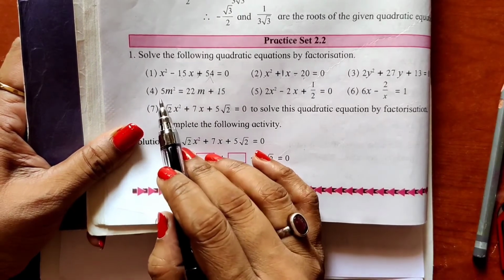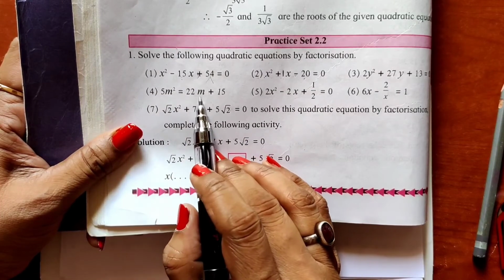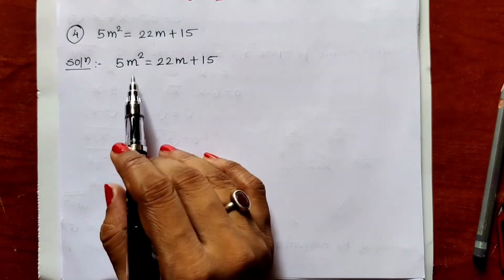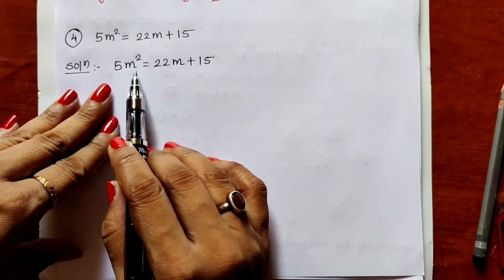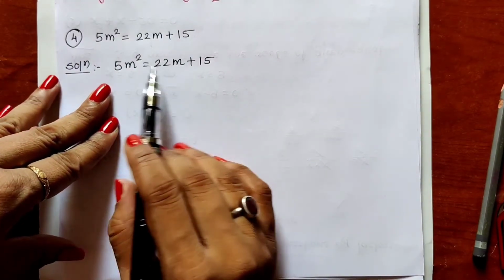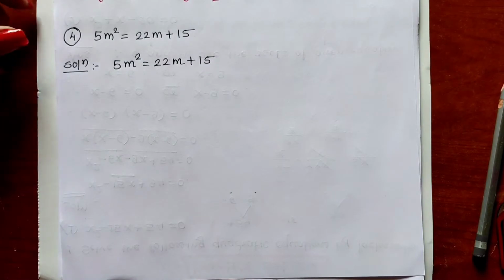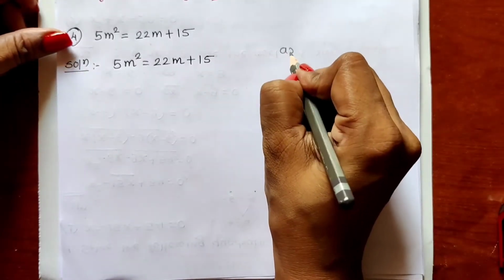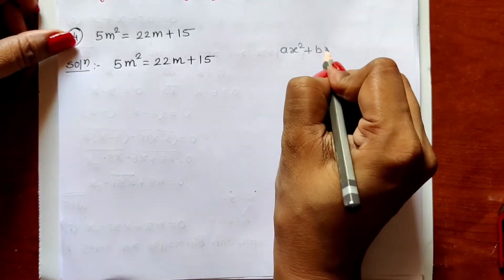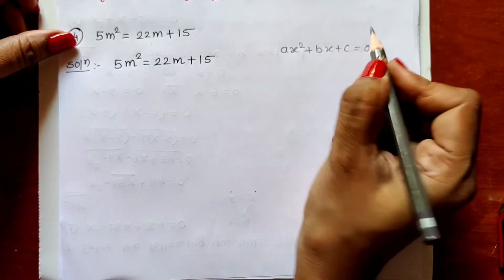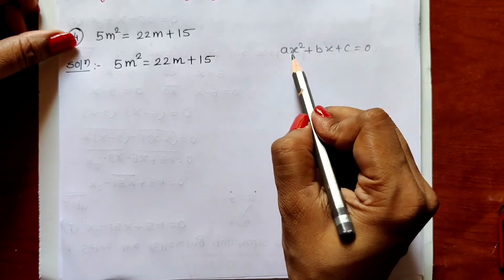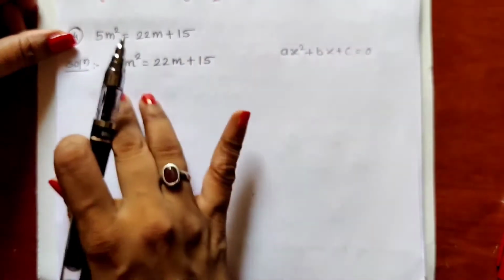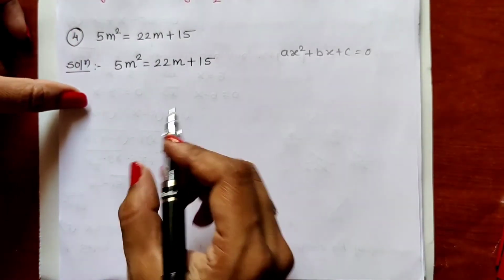Now let's solve question number 4. 5m square is equal to 22m plus 15. See children, we have 5m square on the left hand side of the equal to sign and 22m plus 15 on the right hand side. So before solving by the factorization method, always see that the given equation should be in the format of ax square plus bx plus c is equal to 0. That means these terms should be on the left hand side and equal to 0 on the right hand side.